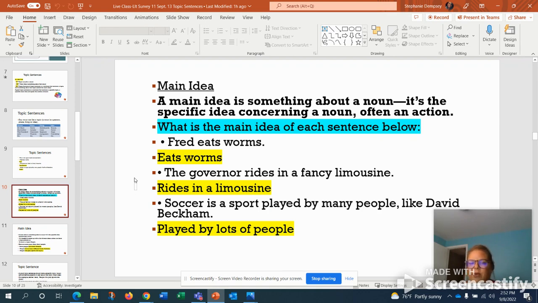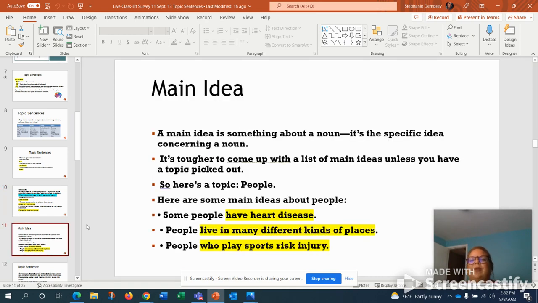The governor rides in a fancy limousine. So we know that the topic was the governor, but the main idea is that he rides in a limousine. Soccer is a sport played by many people like David Beckham. We would say that the main idea is that it's played by a lot of people, and the topic would be soccer. So main idea is something about the noun. It's the specific idea concerning the noun.